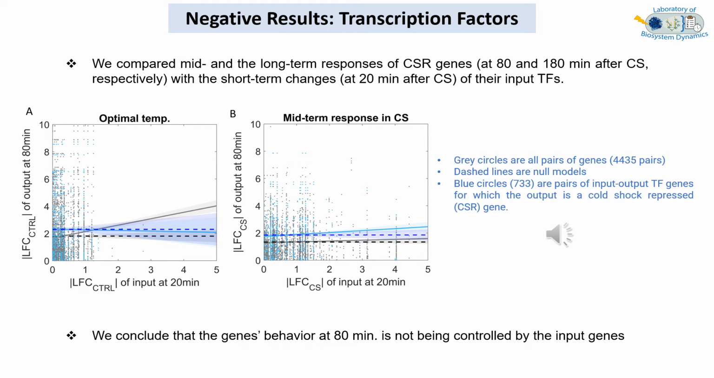And we asked ourselves, is there a correlation between the responses of genes that produce transcription factors at 20 minutes and the response of genes that are outputs to those transcription factors at 80 minutes? And if you look at the graphs under optimal conditions and under cold shock, you see that while under optimal conditions, there clearly is a correlation in their dynamics over time, under cold shock, there is no correlation, in fact. So in general, it seems that transcription factors become rather ineffective under cold shock conditions, which was quite surprising.